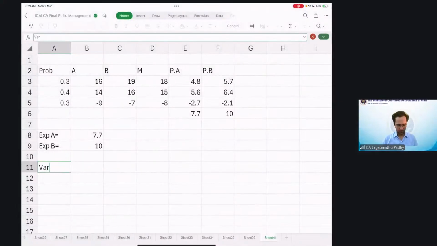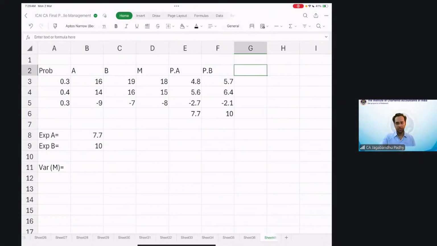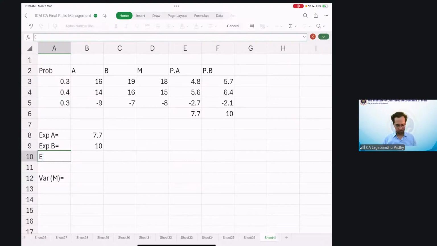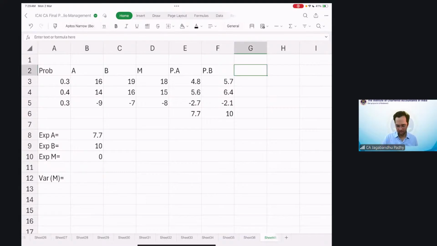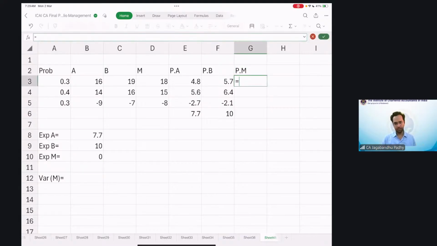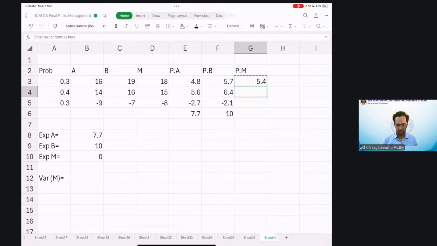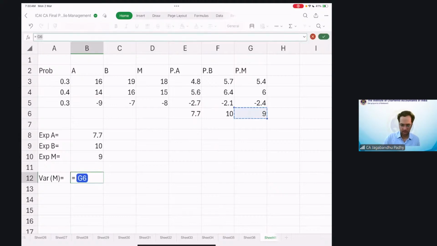Variance of market portfolio. For variance of market, we need to get the expected return of market first. So expected return of market will be this particular number, which I'll take as probability into the market, so probability multiplied by market returns.